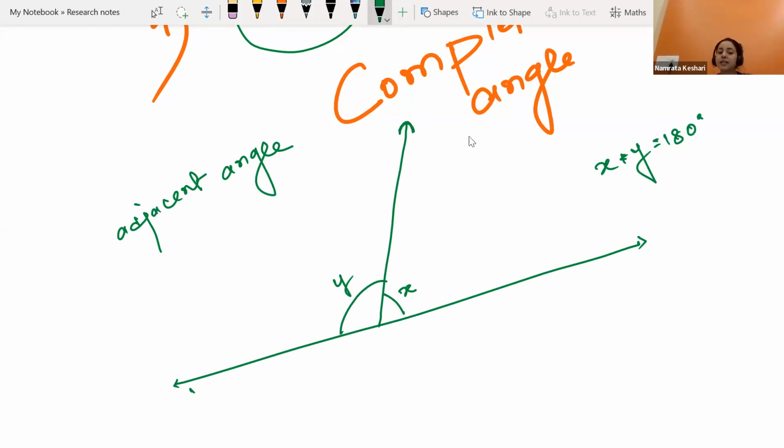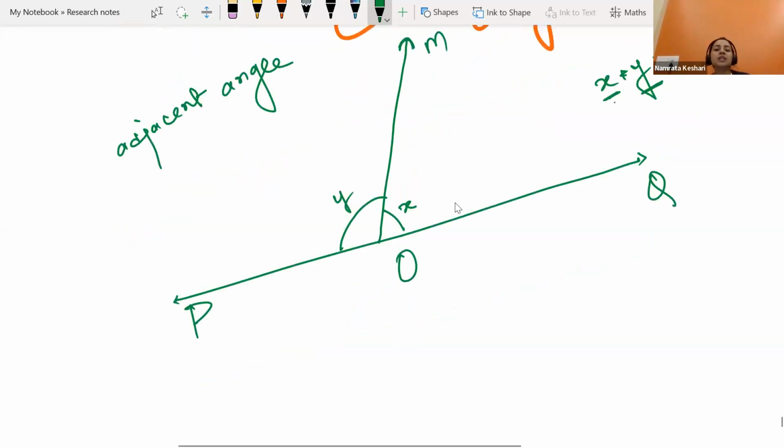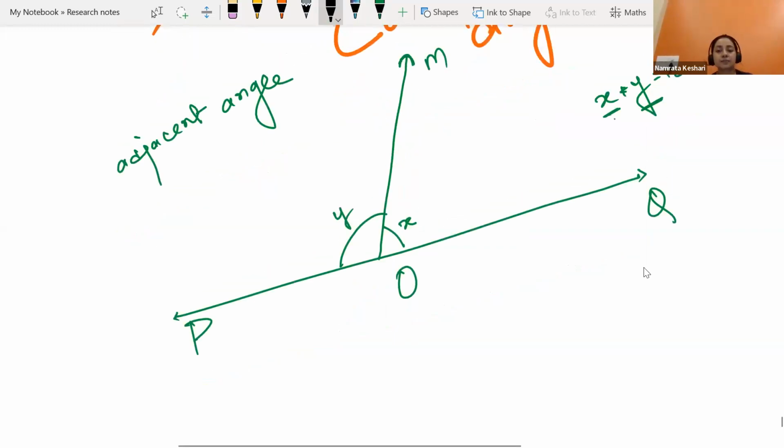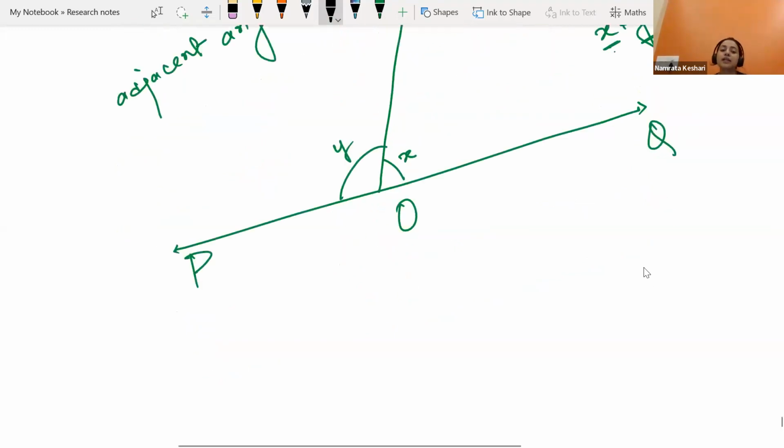When we have a straight line POQ, and a ray OM is standing on this line, then the sum of adjacent angles is 180 degrees, and that is called a linear pair. X and Y are called a linear pair because they make a straight line. Both angles added together make a straight line, hence called a linear pair. What is the meaning of adjacent angle? Yes, ma'am, they have a common vertex and a common arm.